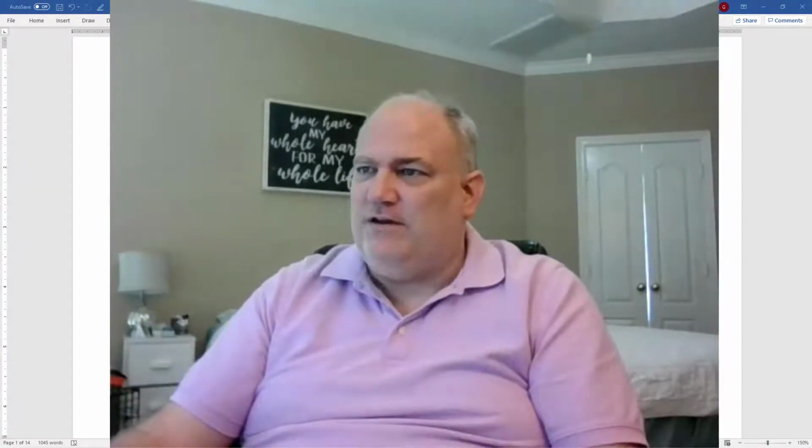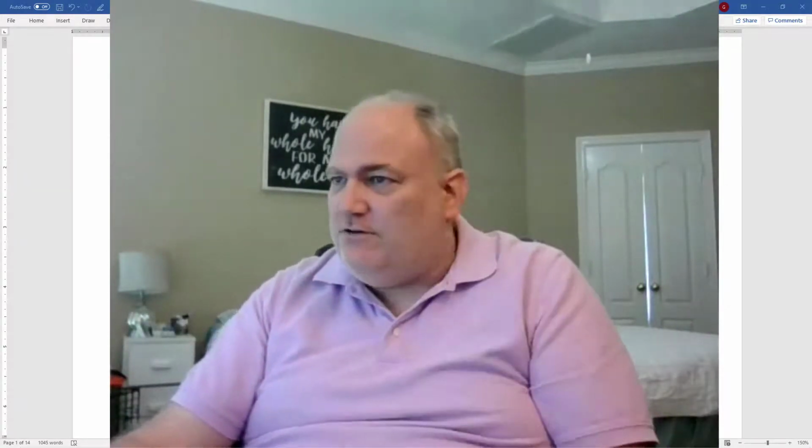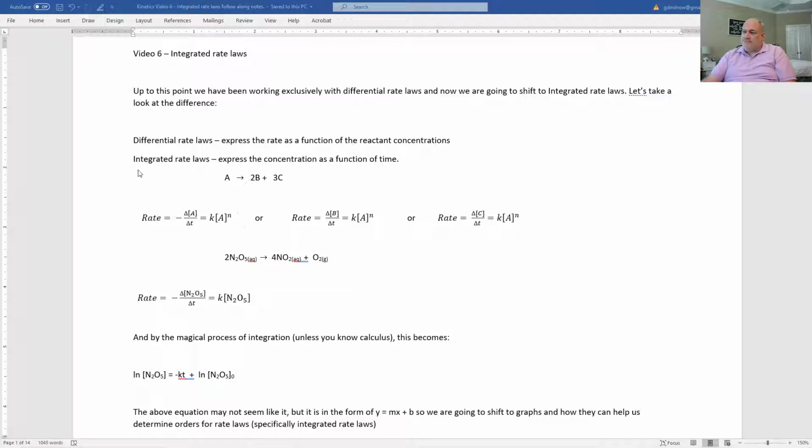Now, that's for a little bit later, in case you want to get totally frightened, but let's take a look at our notes here for a second. I've defined these two things here for you, and the biggest thing is that we're comparing, in this example, rate versus the concentration for differential, and here we're comparing concentration versus time.